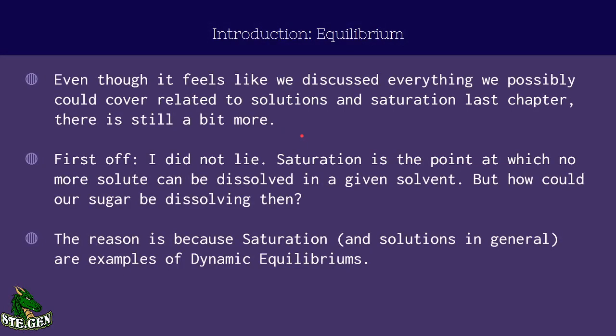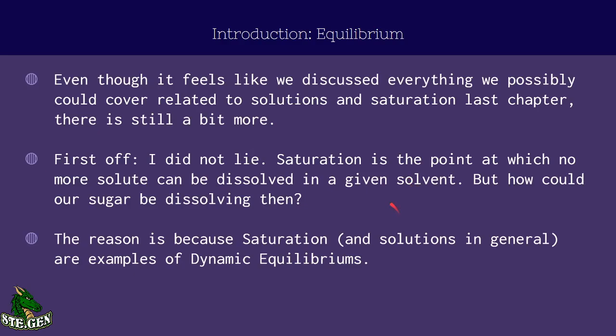So there's actually more to do with solutions and saturation than just what we talked about. We talked about forming the solutions and describing the solutions and the chemistry involved in it and the process to make them. But there's a little bit more. Saturation is the point at which no more solute can be dissolved in a given solvent. Well, if that's the case, how could the solute be dissolving?